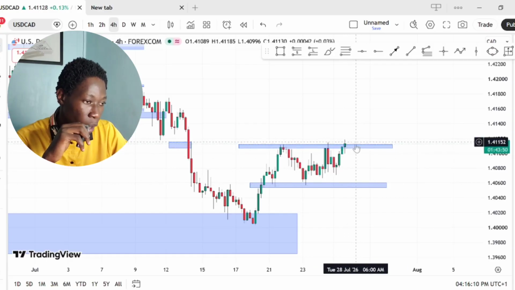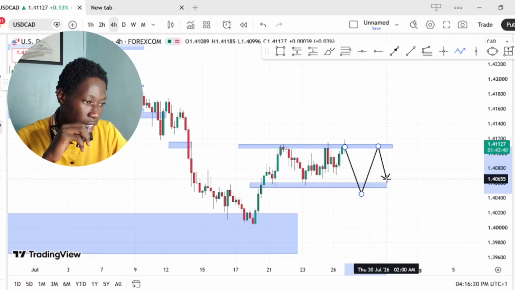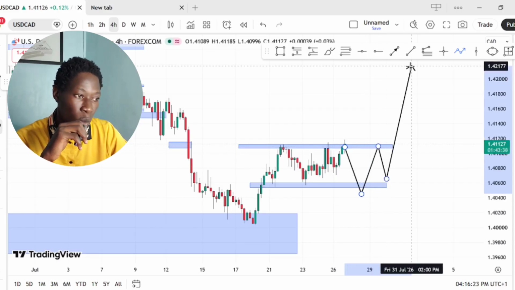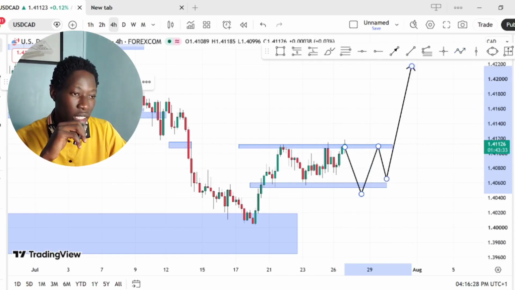But in cases whereby it fails to take out this particular level, it might start ranging around this zone before it buys. Let's say if the market fails to break here, it might come down again to this level, maybe drop down a little bit, start buying again like that, probably before it breaks towards the upper side. These are things that are most likely going to happen on USD CAD.